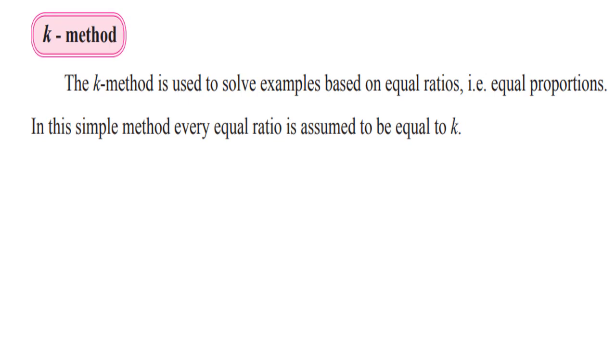Here now we are going next towards the K method. Here the K method is used to solve the examples which are based on equal ratios. K method is a simple method. Okay, and here in this method every ratio is assumed as k. We assume the ratio as k, and then we are finding the new terms, and then we are using them, and the problem becomes simpler because of the k method. Okay, so now let's see how to use the k method for solving the problems on ratio and proportion.